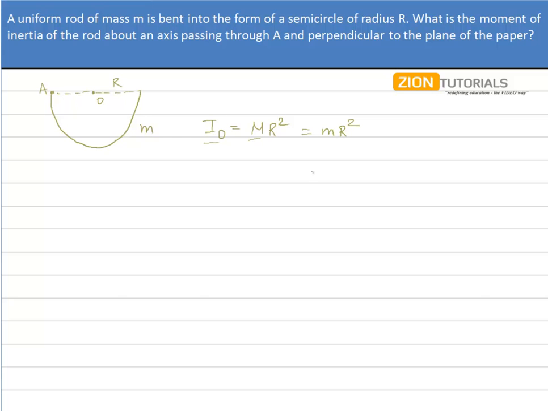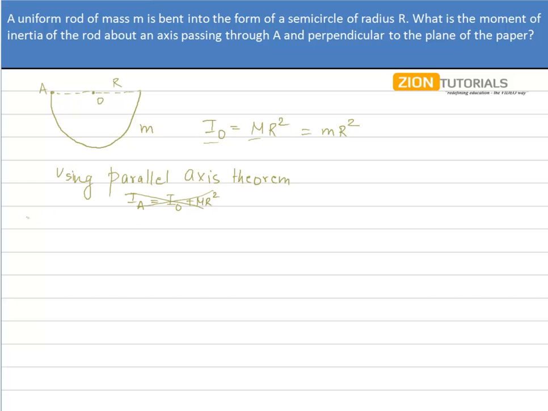Now, to calculate IA, the moment of inertia, we have to use the parallel axis theorem. IO is the moment of inertia about O, perpendicular to the plane, and we have to calculate the moment of inertia about A, perpendicular to the plane. Most students will make the mistake of writing IA equal to I naught plus mr square, which is absolutely wrong.